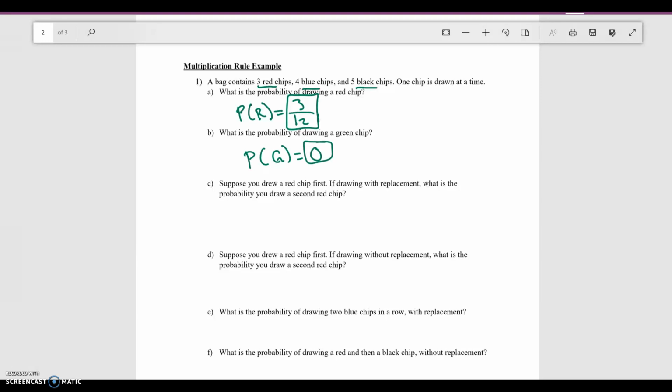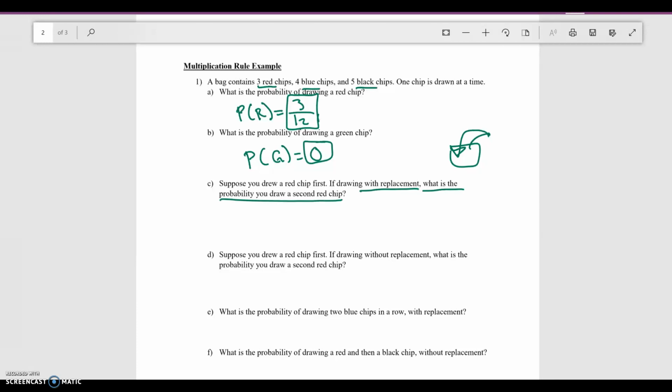Okay, so now suppose you drew a red chip first. If drawing with replacement, what is the probability you draw a second red chip? So one of the key words here is drawing with replacement. And what we're taking into account is the probability that the second is a red chip. So I don't really care about the first red chip being chosen. Here's my bag. I got a red one. But now if I'm drawing with replacement, that means I'm putting it back in there.